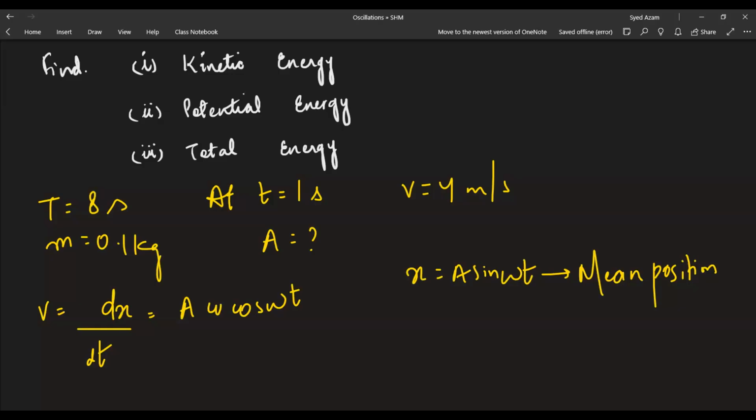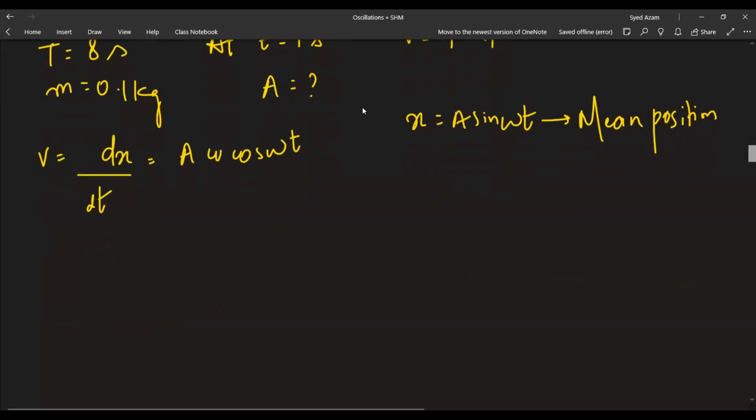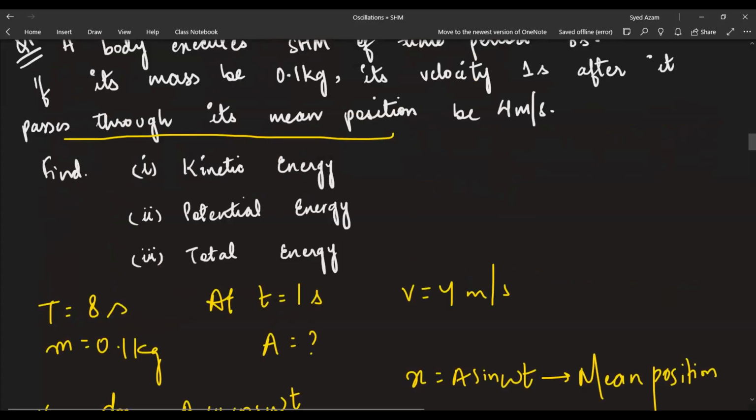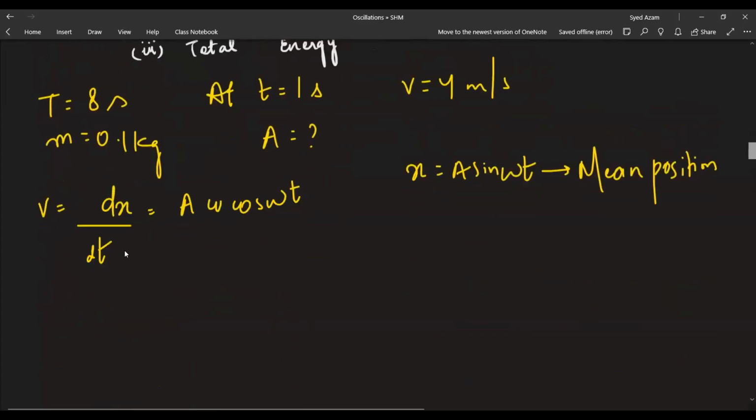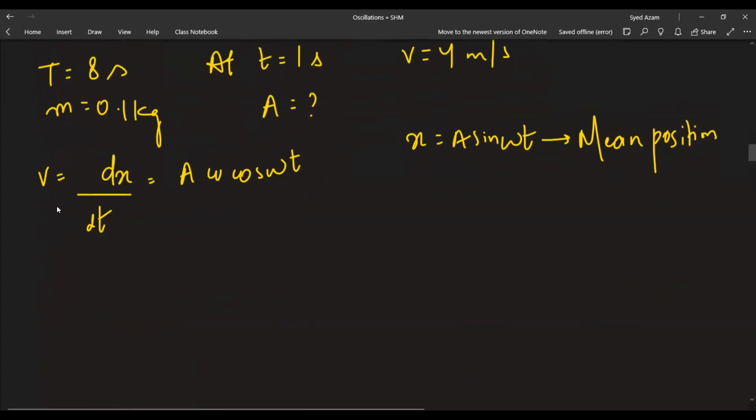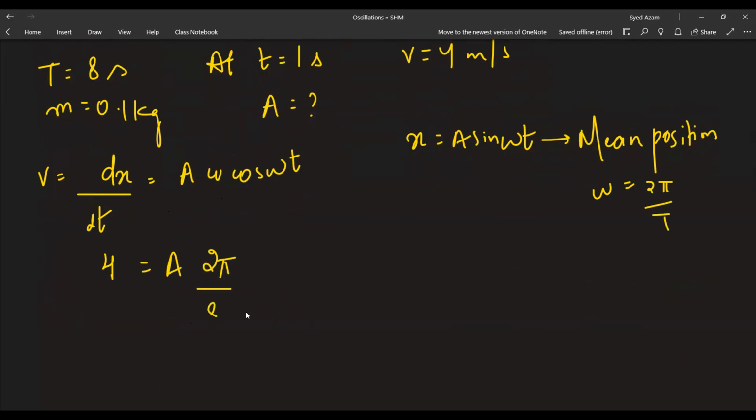So we differentiated this and we got velocity. This is saying velocity when it passes through its mean position. We don't know the velocity at the mean position or extreme position. So velocity is 4. Let's see what is the amplitude. So see, omega is 2 pi by T. So we can write this as 2 pi by 8, cos of 2 pi by 8, time is given as 1 second.